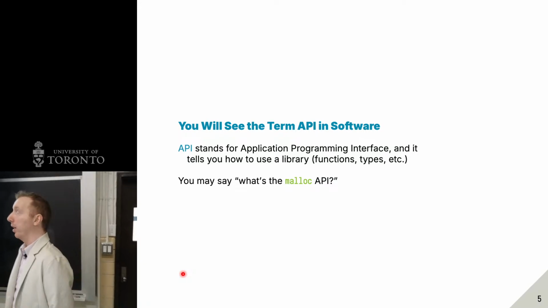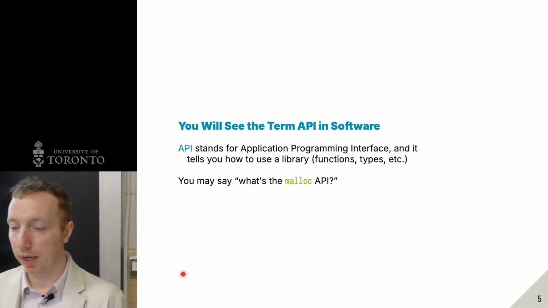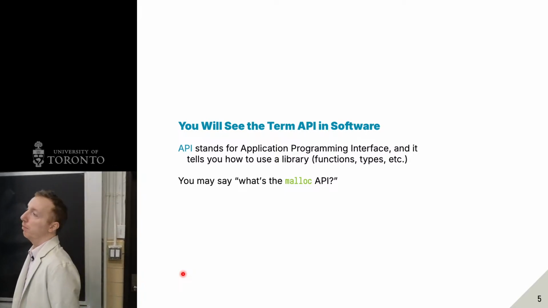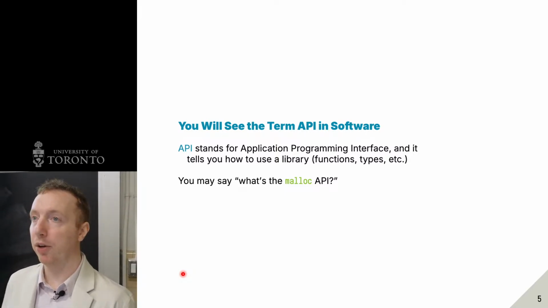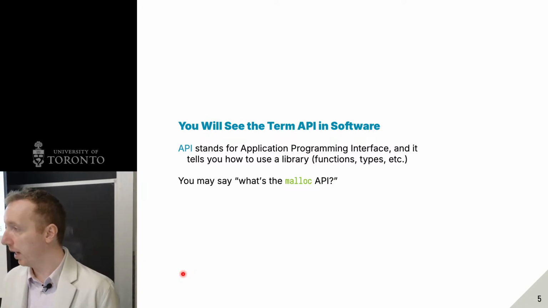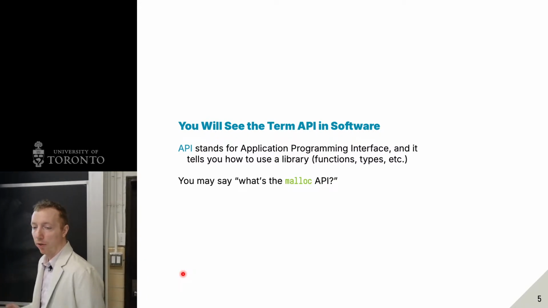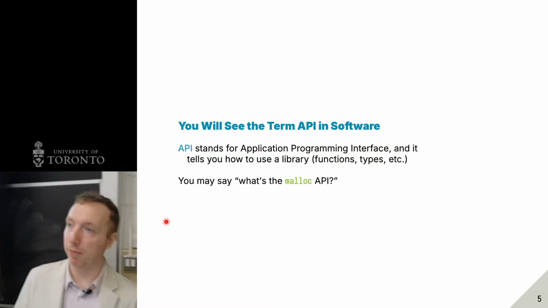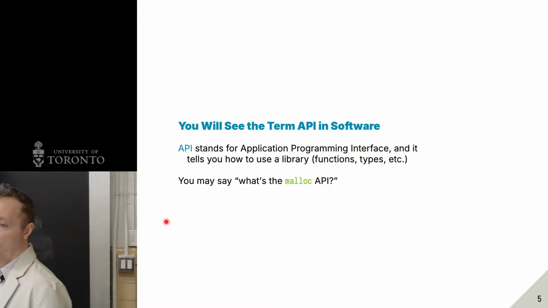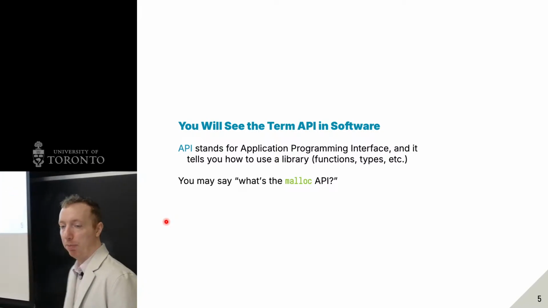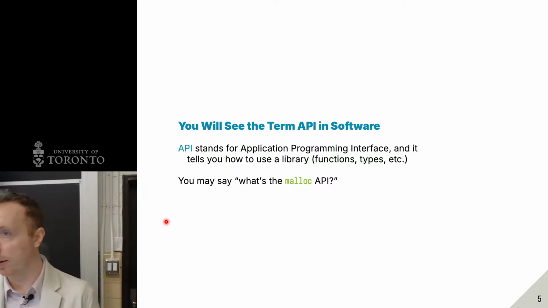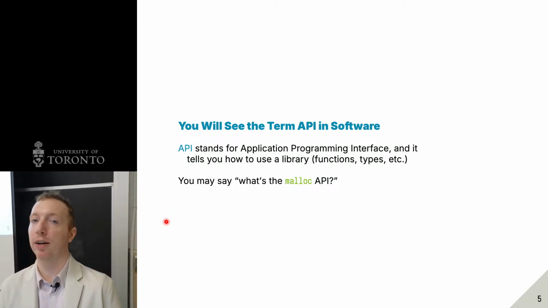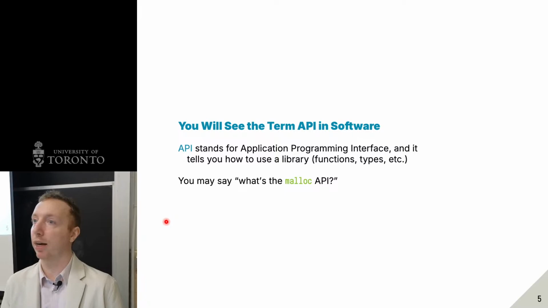And a lot in software, you'll see the term API, which stands for Application Programming Interface. Basically, it tells you how to use a library, like what functions it has, what types it has, all those sorts of things. So you might say to your friend, or if you want to confuse Python people, what's the malloc API? And they could say, oh, well, it takes a size and returns a pointer. And they'll be like, what the hell is a pointer? And you'll be like, I took C, so I know.